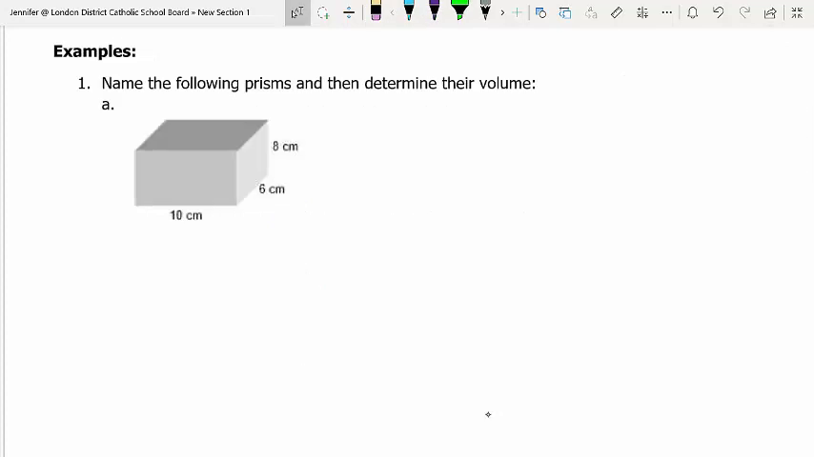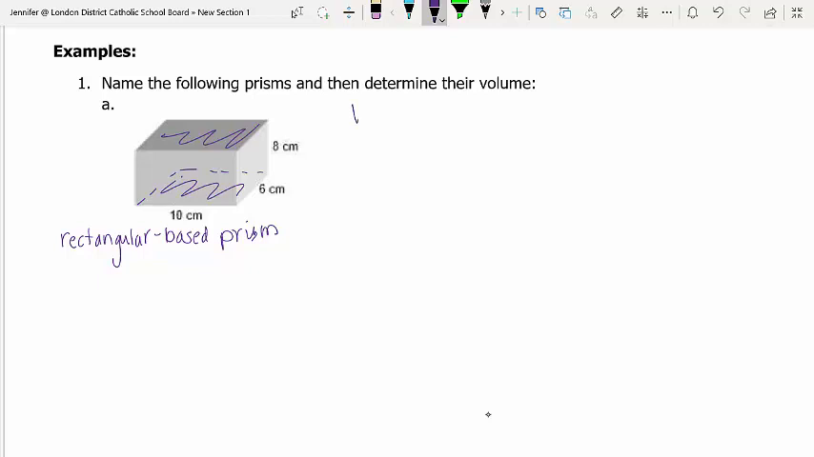So first we need to name the prism, and then we need to determine its volume. So this would be a rectangular base prism because we have a rectangle on the bottom and a rectangle on the top. So we have rectangles opposite each other and they are parallel to each other. So that's why we would call it a rectangular base prism. Alright, so let's determine its volume. So the volume of this prism is calculated using the formula area of the base shape times height of the entire prism.